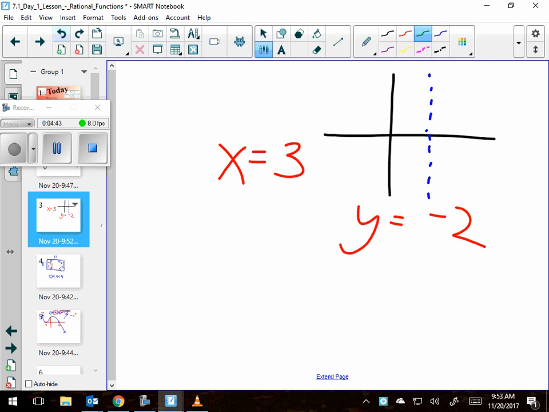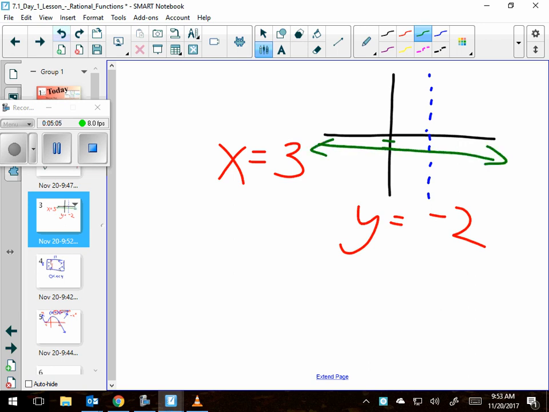How about your y equals 2 asymptote? Well, here's where y is 2. But then again, it couldn't go up and down. It has to go this way. Oh, sorry, that's -2. Thank you. -2 down here. There we go.